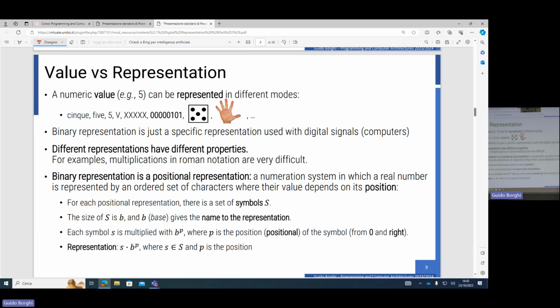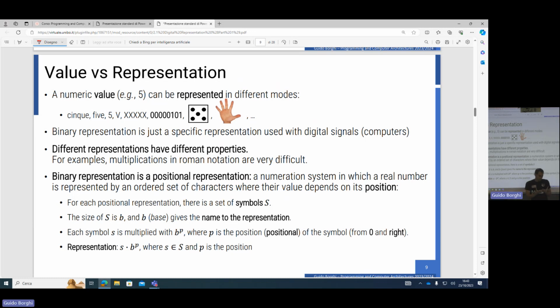We can use the Arabic digit 5. We can use the Latin V, another representation to express the value 5. We can use 5 different crosses. We can use the binary representation. A little spoiler, this is the binary representation. We can use dice. We can use the fingers of our hand, and many other representations. So we have a value 5, and we can express this value in different ways.